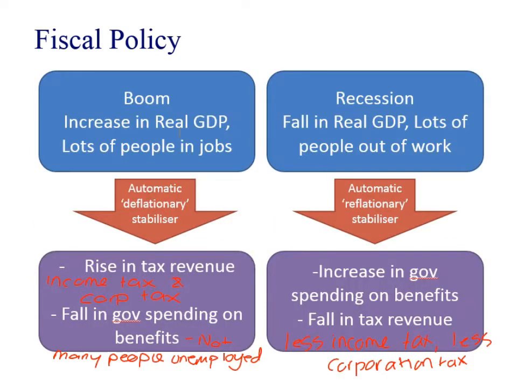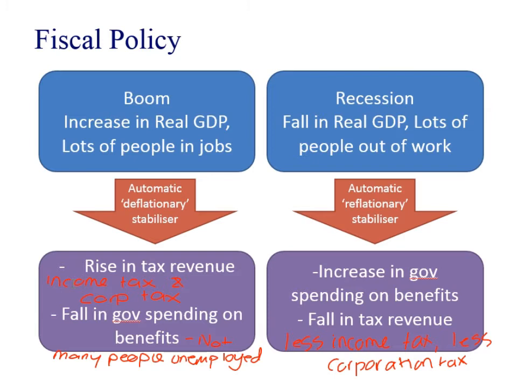But basically the way they work, if there's a boom, so this just basically means there's a large increase in real GDP, so you've got lots of economic growth, your automatic stabilisers kick in, and these are deflationary because you're paying more income tax and corporation tax if you're earning more, businesses are making more, and there's a fall in government spending because lots of people are employed in the economy and they're not having to pay out as many benefits.